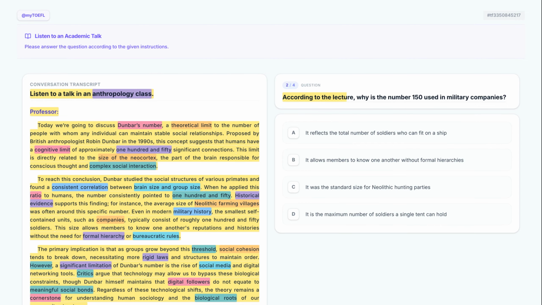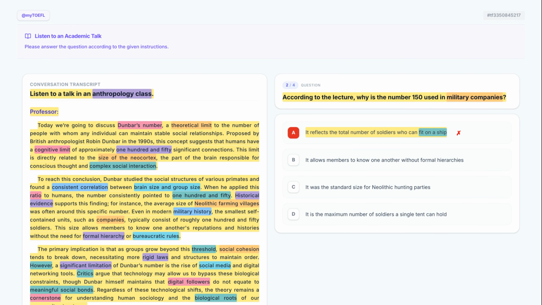According to the lecture, why is the number 150 used in military companies? This is a detailed question. We need to identify the specific reason why the number 150 is used in military companies according to the professor. Let's analyze option A. It reflects the total number of soldiers who can fit on a ship. The lecture never mentions soldiers who can fit on a ship, so this is an irrelevant detail.